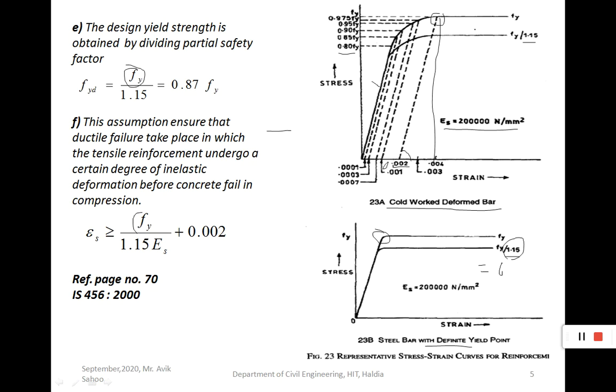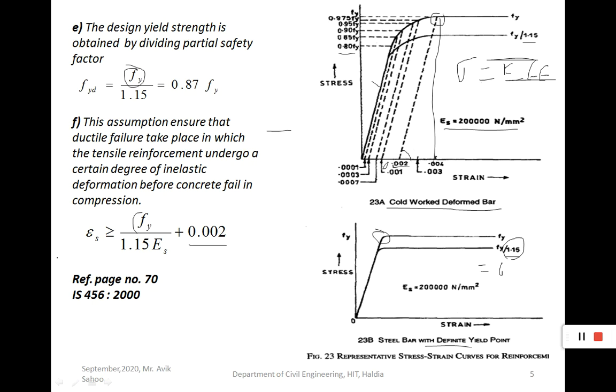So this is the design curve, which is reduced by 1.15. So Fy by 1.15, the design stress, divided by the modulus of elasticity, we will get the strain, because stress is equal to E epsilon. So epsilon is equal to stress by E, and the stress is Fy by 1.15 Es, plus the permanent strain of 0.002.